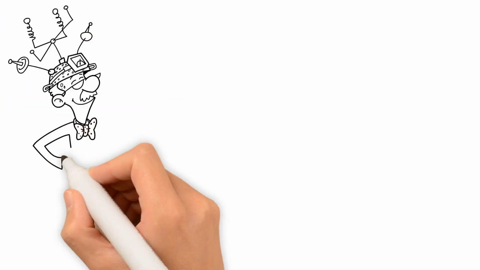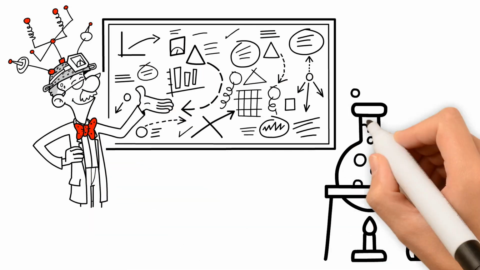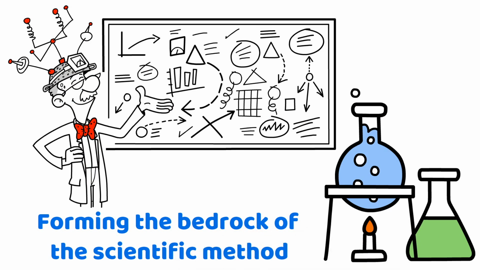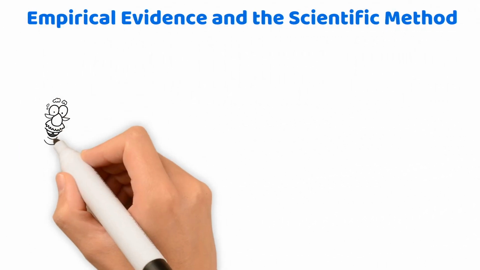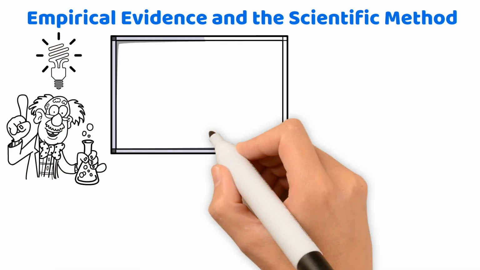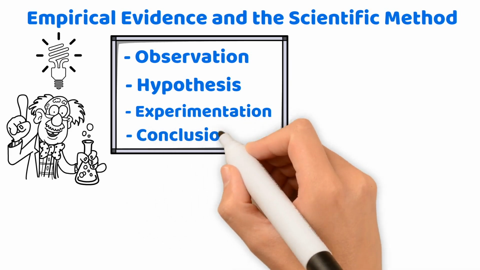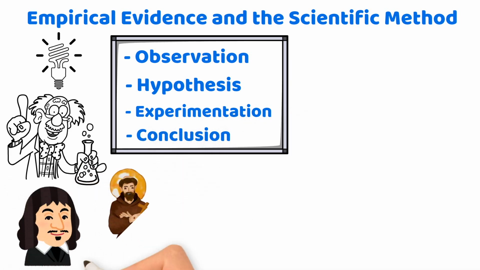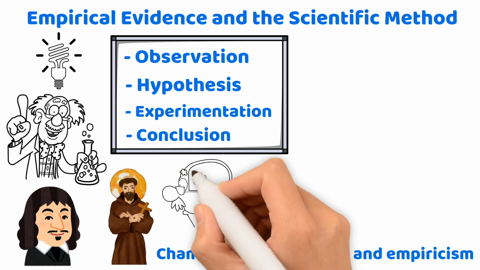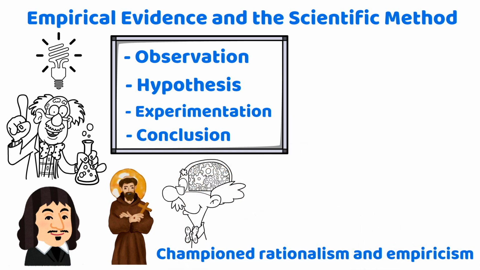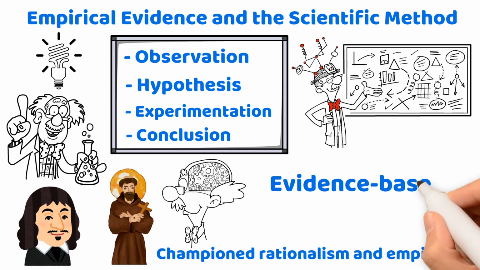This period was not just about new theories, but marked a shift towards empirical evidence and systematic experimentation, forming the bedrock of the scientific method. Empirical evidence and the scientific method. The scientific revolution heralded a new approach to inquiry, emphasizing observation, hypothesis, experimentation, and conclusion. Philosophers like René Descartes and Francis Bacon championed rationalism and empiricism, advocating for knowledge based on observational evidence. This methodological shift was crucial as it promoted a more rigorous, evidence-based approach to science.